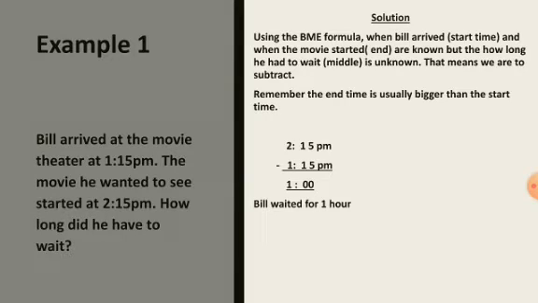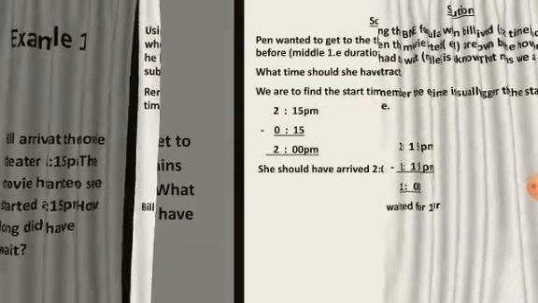Now, remember the end time is usually bigger than the start time and the middle. So whenever you have to subtract between two times, you have to ensure the end time is the one on top. So you have 15 minutes past 2 p.m. minus 15 minutes past 1 p.m. 15 minus 15, you have your 0, your 2 minus 1, you have your 1. So Bill waited for 1 hour. That is our answer. Bill waited for 1 hour. Now move to example 2.